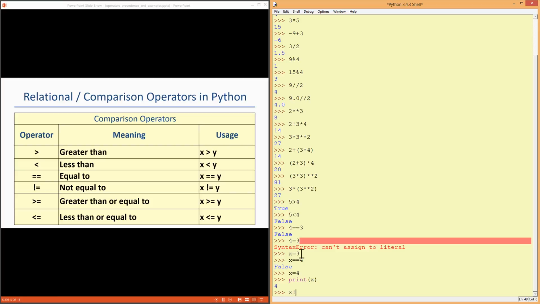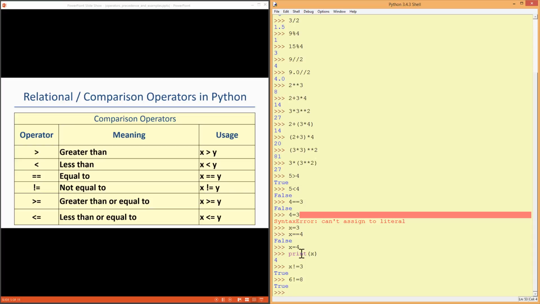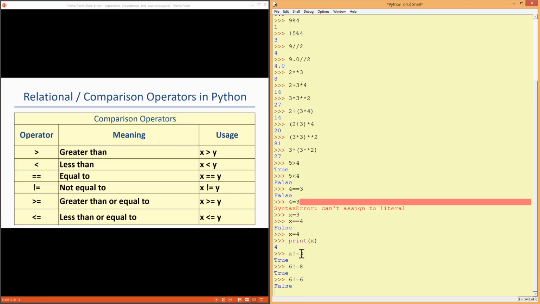Let's ask another question. Is x not equal to 3? The answer is, of course, true, because right now the value of x is 4. Or you can say, is 6 not equal to 8? The answer is true. However, if you say, is 6 not equal to 6? Of course, the answer is false, because 6 is equal to 6.